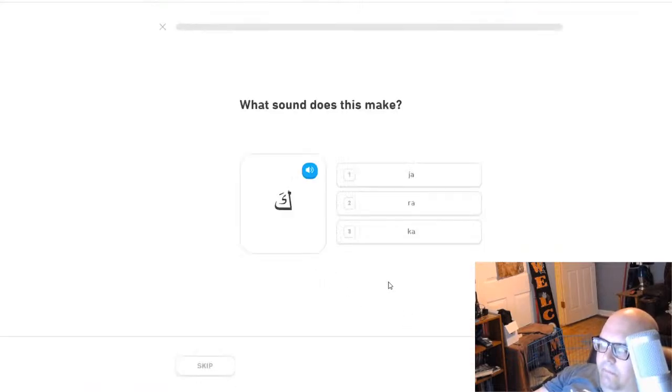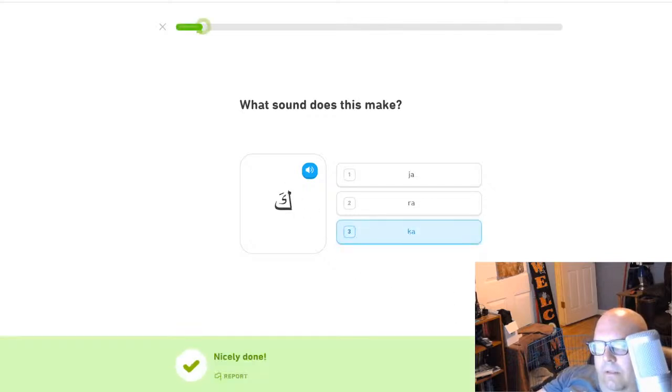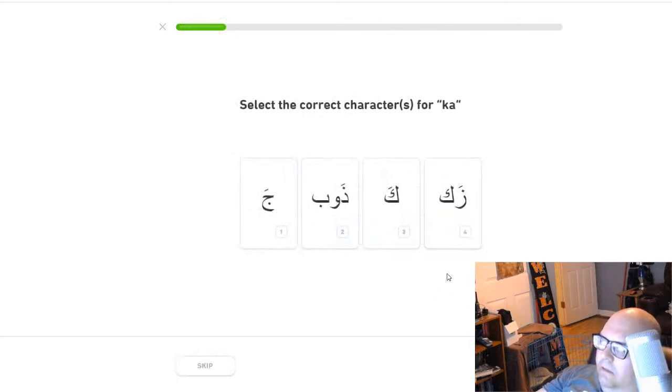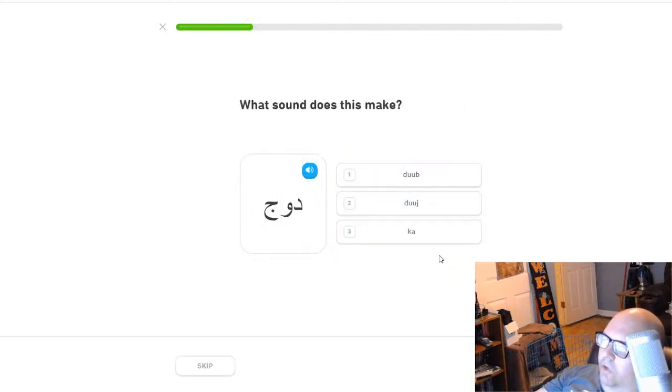K. So K starts with a big underlying backwards L. But then the A is like an S with a line. Zek. So it ends with a K, so Za is a J with a line. So where's the K-A? Why is it not Zek-A? Or is it just the sound that it makes? So K would be this one, right? K. Doge.